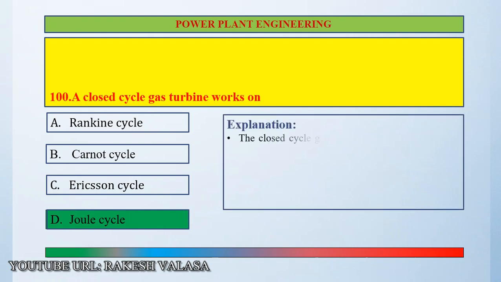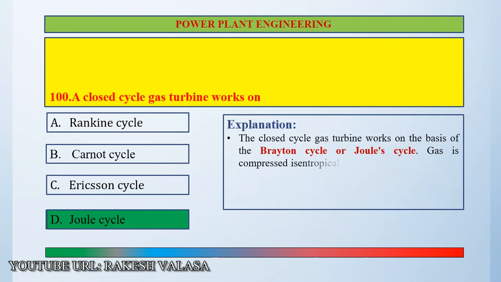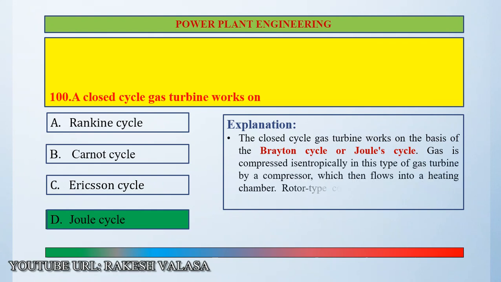Let us see the explanation. The closed cycle gas turbine works on the basis of Brayton cycle or Joule cycle. Gas is compressed isentropically in this type of gas turbine by a compressor, which then flows into a heating chamber. Rotary-type compressors are preferred in this type of gas turbine.